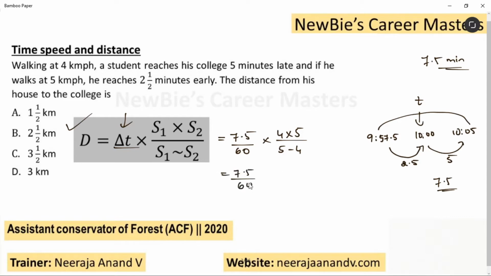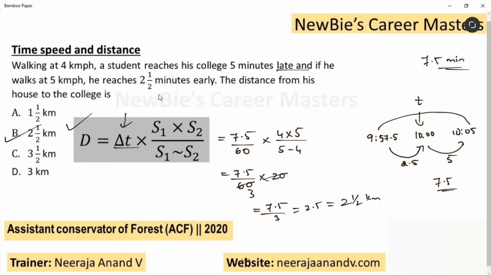7.5 divided by 60 into 20. Ones are threes are. Very simple number now. 7.5 divided by 3, which is 2.5. We can say 2.5 kilometers. We get the same answer. Am I clear, everyone? Instead of doing all this to get delta T, there is a very simple technique.